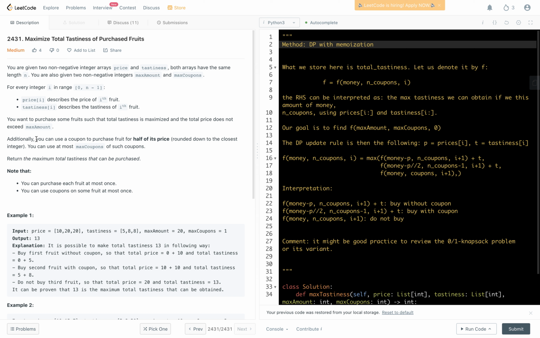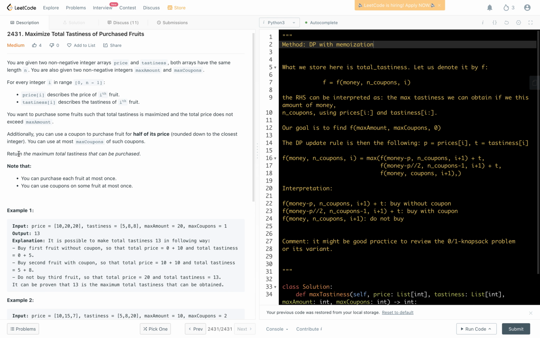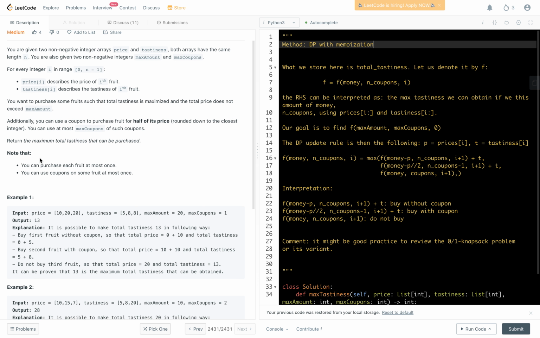So we want to purchase some fruits such that the total tastiness is maximized and the total price does not exceed max amount. Additionally, we can also use a coupon to purchase a fruit for half of its price, rounded down to the closest integer. We can use at most this amount of coupons. So our task is to find the maximum total tastiness that can be purchased.